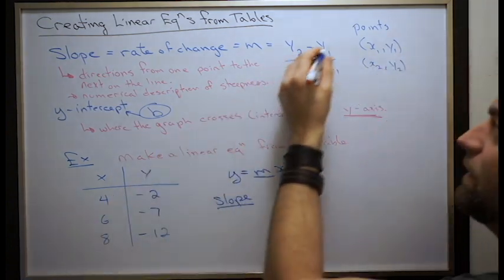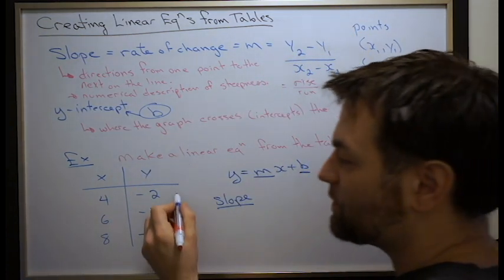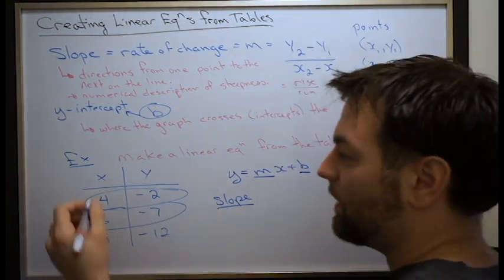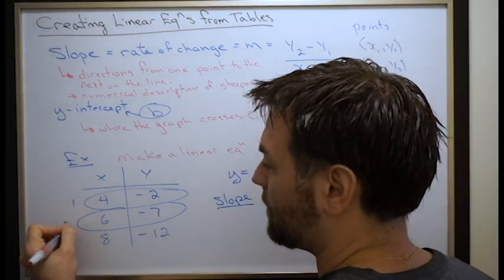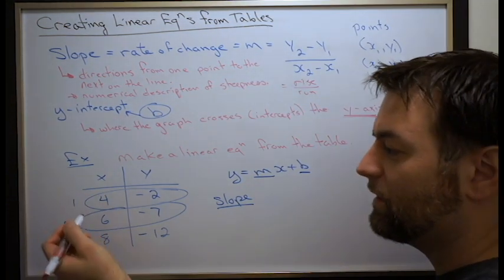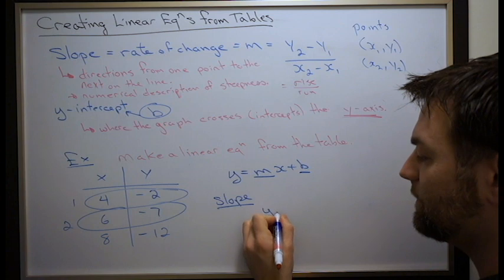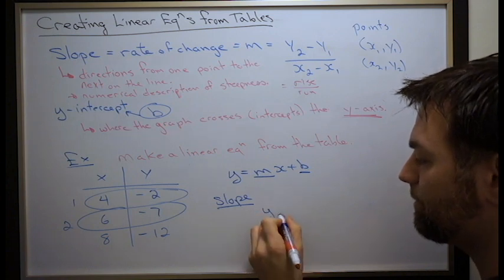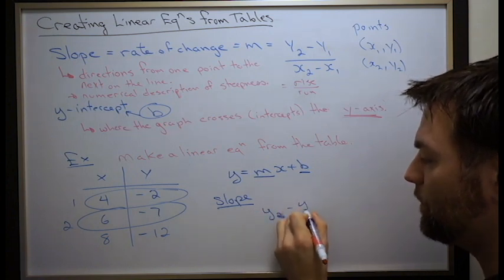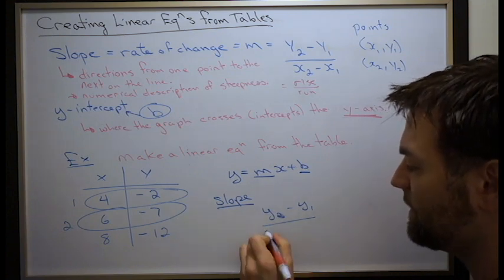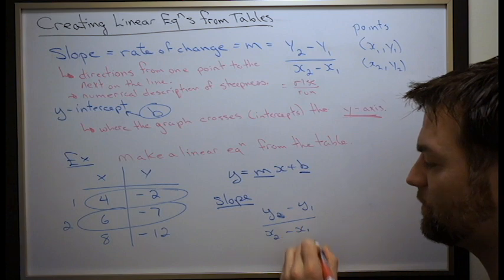For the slope, we pick 2 different points. So here's one point on the graph, here's another point on the graph. I'm going to call that point 1 and point 2. So the equation is y2 minus y1 over x2 minus x1.